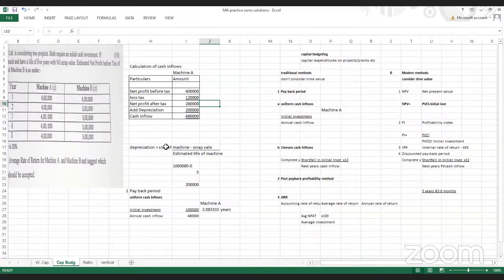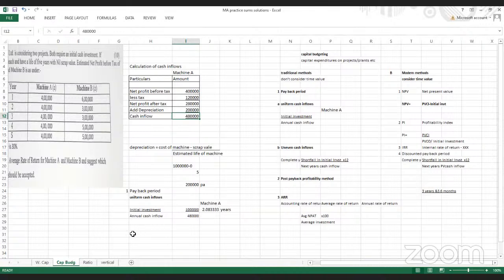How to calculate depreciation? Very simple. Use this formula: cost of asset minus scrap upon estimated life. So cost of asset was 10 lakh, scrap was 0, estimated life is 5 years. So depreciation per annum is 2 lakh. In the statement we added this to get cash inflow, which is 4,80,000. So in the formula we use this cash inflow. 10 lakh divided by 4,80,000, we got 2.08 years as payback period. It means in 2.08 years, whatever amount we had invested is recovered.